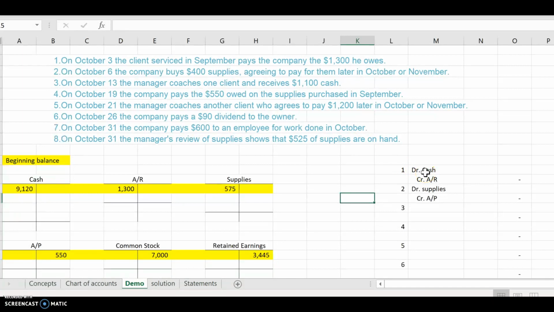Now when the client pays us back, obviously cash increases with a debit, so we debit cash. Accounts receivable decreases because he pays us what he owes. Accounts receivable is an asset account, and it decreases with the credit side. So we need to debit cash $1,300 for the increase in cash. I set a formula, so automatically my accounts receivable is credited $1,300.